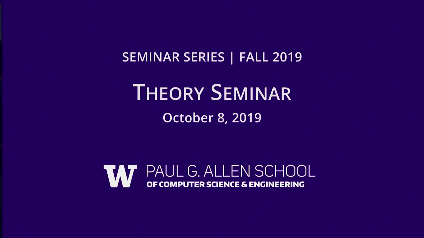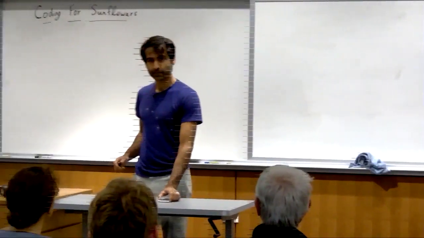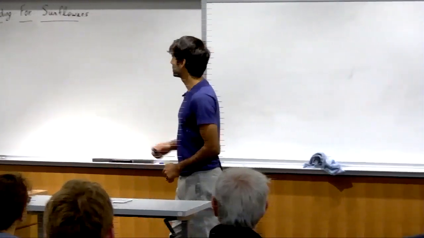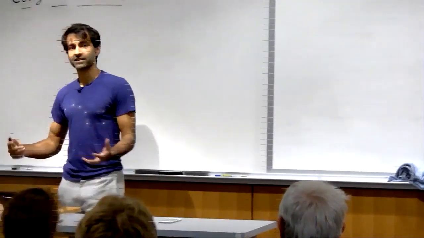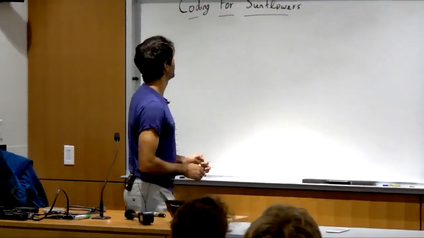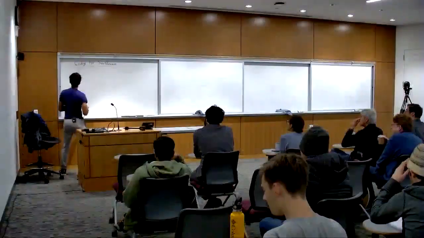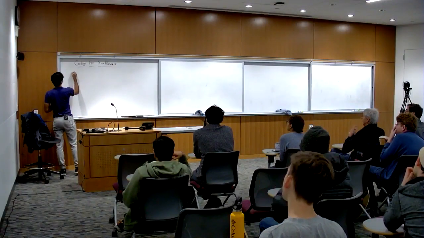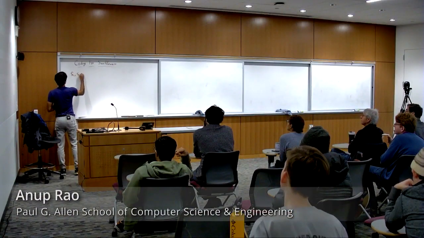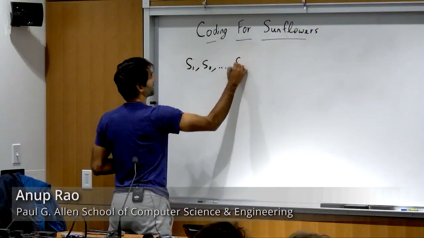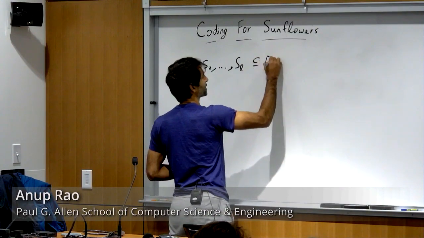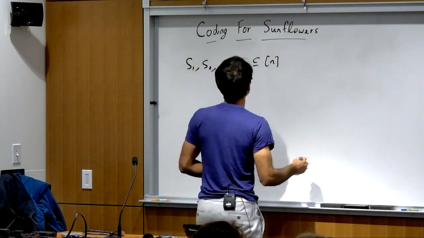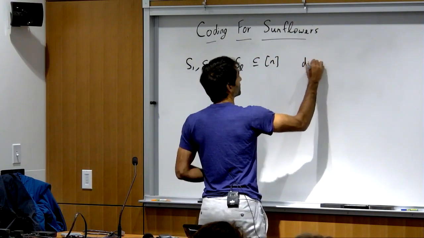Okay, thanks for coming. So I'm going to be telling you today about some recent progress on the sunflower lemma. Let me start first with just telling you what the lemma is. We're in the situation where we have a family of sets, S1, S2 to SL, and all of these sets live in the universe of n elements. And they're all distinct and of size k.